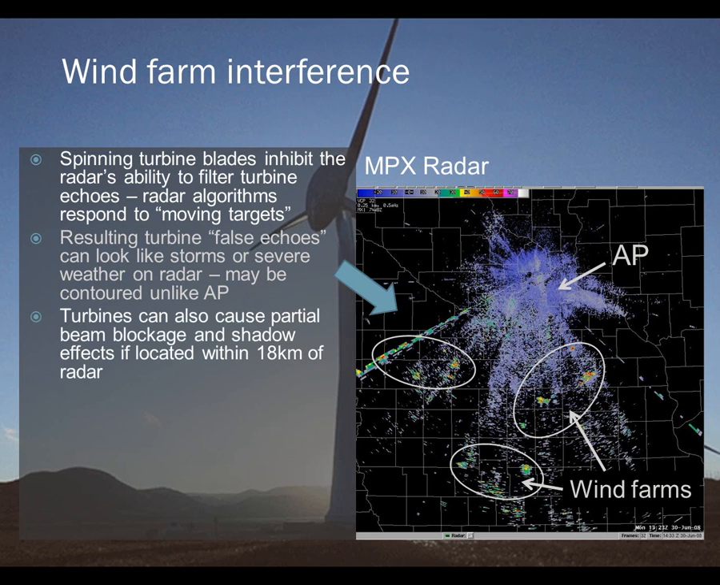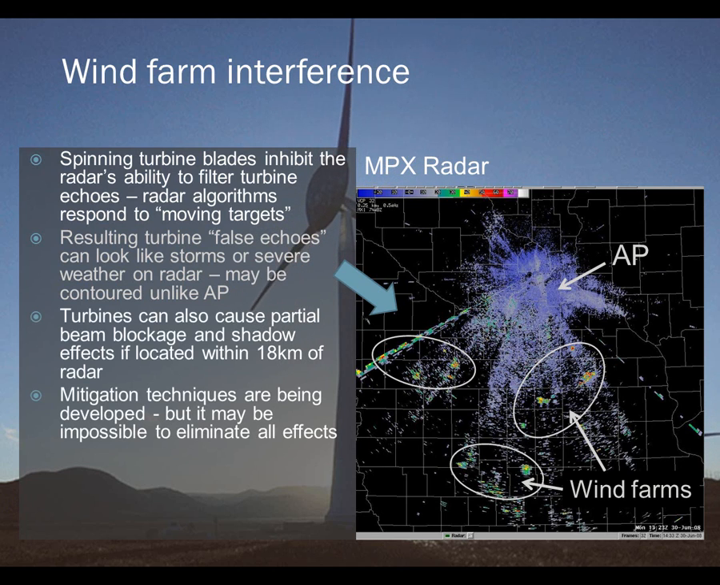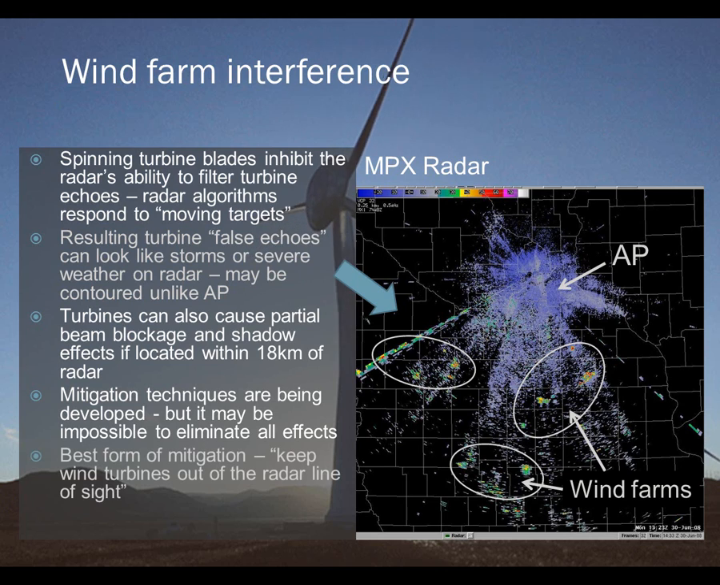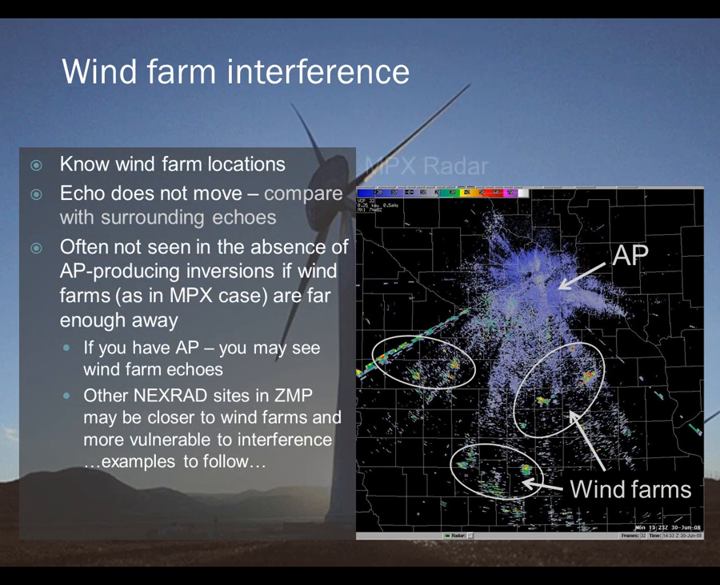Turbines can also cause partial beam blockage and shadow effects if located within 18 kilometers of the radar site. We're still trying to come up with mitigation techniques, but it may be impossible to eliminate all the effects of wind farm interference. The best form of mitigation remains to keep wind turbines out of the radar line of sight, but often this is not practical. So it's important to know where wind farms are located.